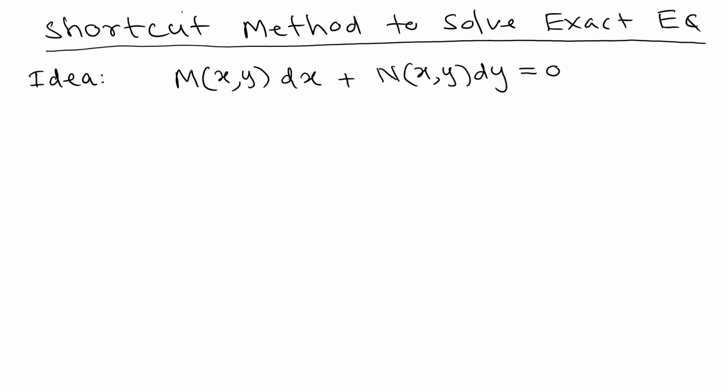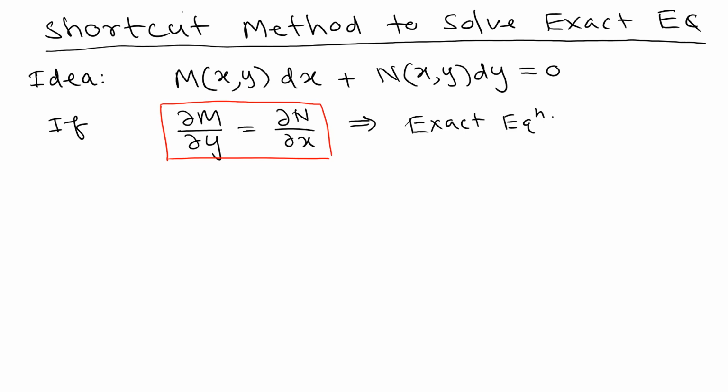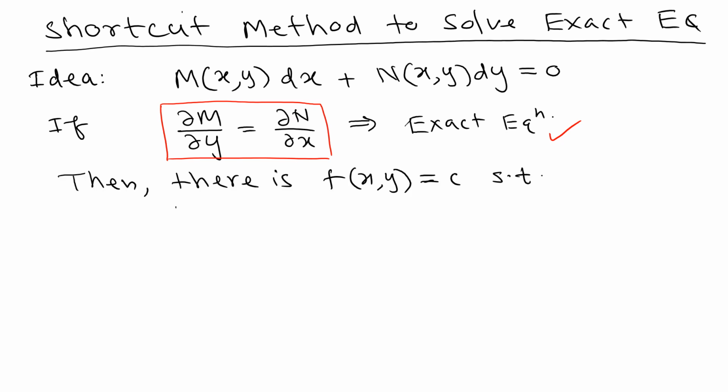First, as in the other method, we need to check whether it's exact. So if the partial derivative with respect to y of M equals the partial derivative with respect to x of N, they are equal, then we know that it is exact. That means there is a function f(x,y) such that the x partial derivative gives the M function, and the y derivative gives the N function. That's by the definition.